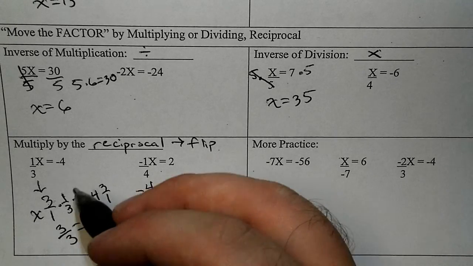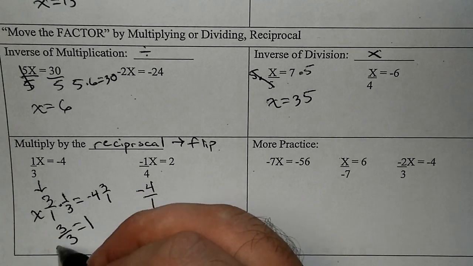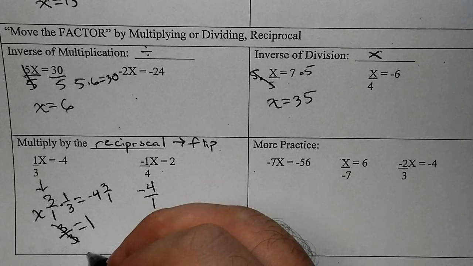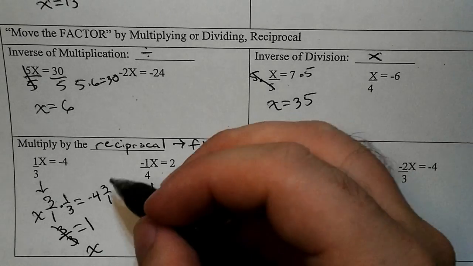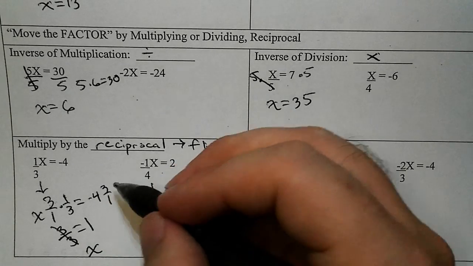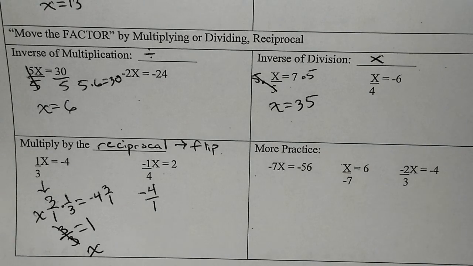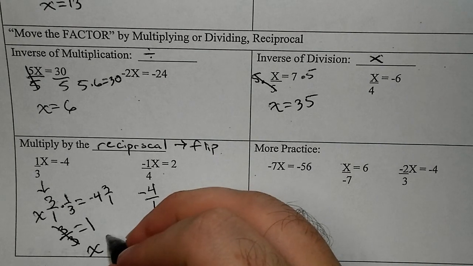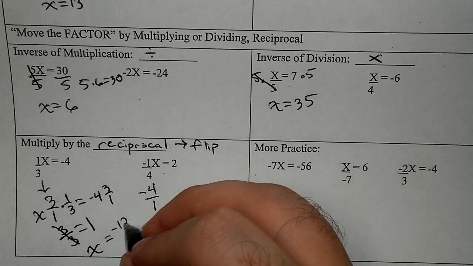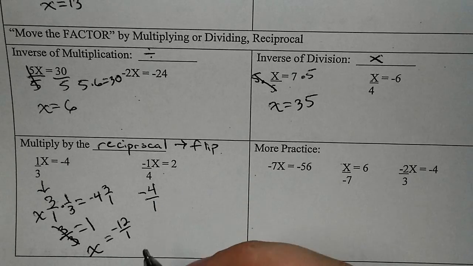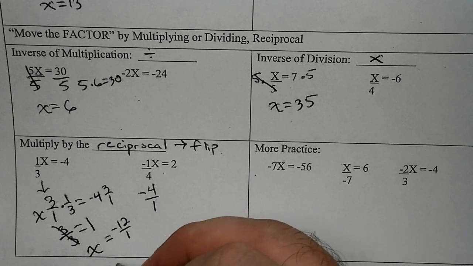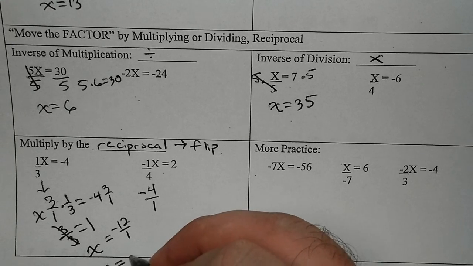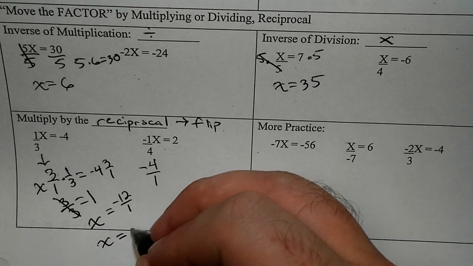I'm just showing you this to see why all of this cancels and all you have left on the left side is x. Now when I do negative 4 times 3, I get negative 12, and that's over 1, and anything divided by 1 is itself. So we get x is equal to negative 12.